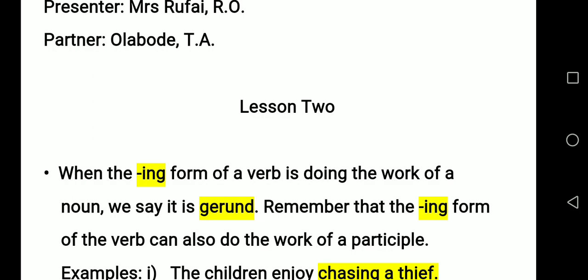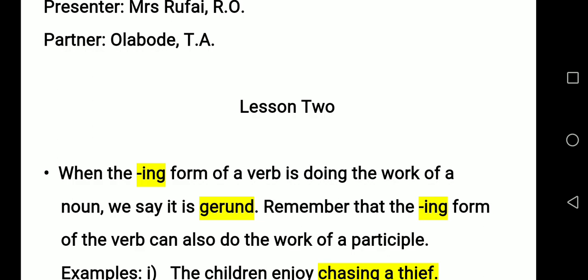Getting into the hall was very difficult. The noun clause here is getting into the hall. Getting into the hall is the noun clause and is the subject. Was is the verb. Very difficult is a complement.